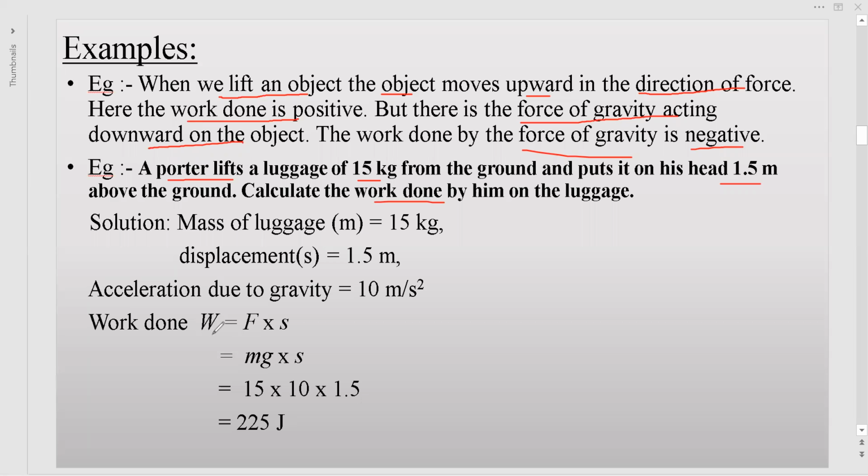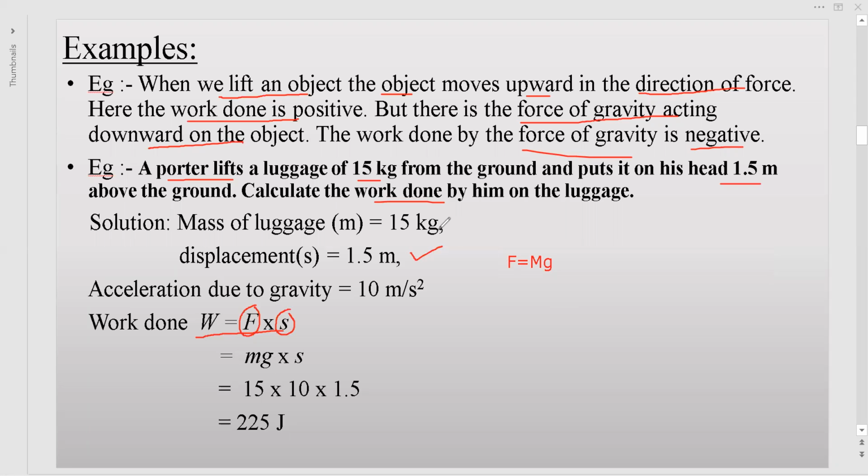Okay, so see, we know the formula of work done. W is equals to F into S. What is the formula of work done? W equals to F into S. Do we have the value of S? It is 1.5 meter that we have. Correct? Do we have the value of F? No, directly it is not given. So we know one formula, that is F is equals to mg. Okay, so by using this formula we can find the force and then we can keep the value.